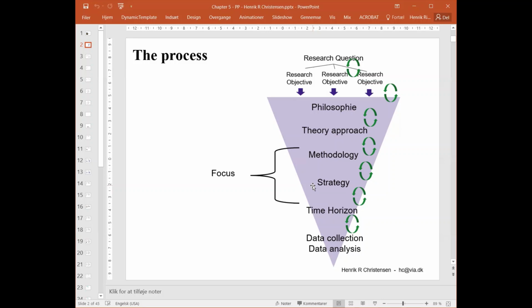And remembering that philosophy was about the paradigms and theory approach was about being inductive or deductive or abductive. So now we will take a step further and start understanding what does methodology mean and what is hiding behind the word strategy. And in this case, it simply means strategies for how to collect data.